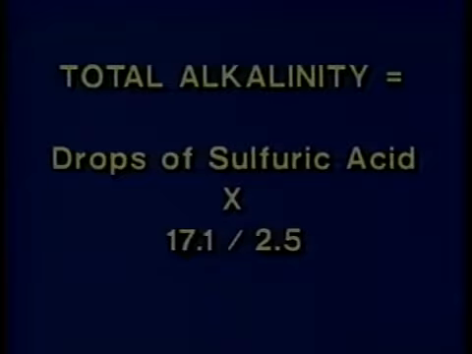To calculate the total alkalinity, multiply the total number of drops of sulfuric acid used by 17.1. Divide this number by 2.5. The result is the total alkalinity as milligrams per liter or parts per million calcium carbonate. Division by 2.5 takes a larger sample size into account.